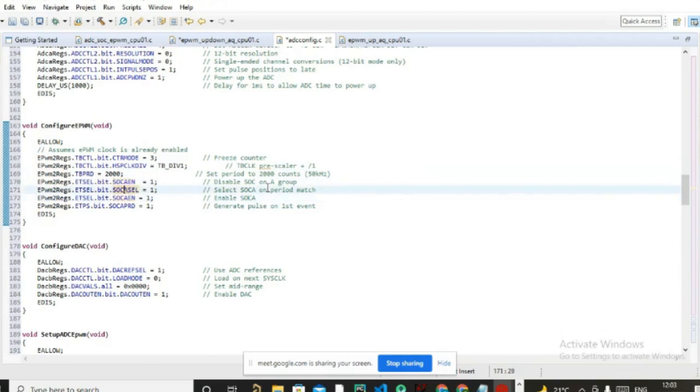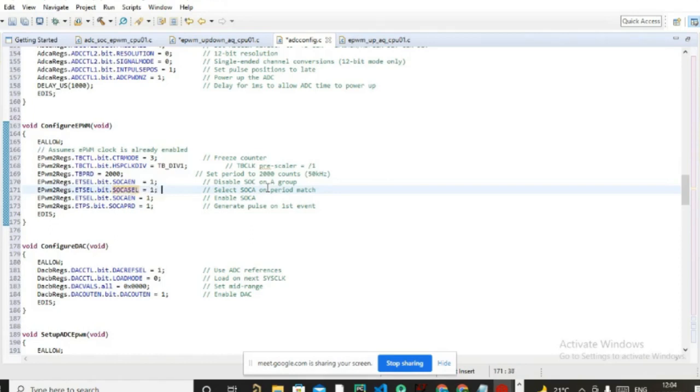But you have another thing here: with the help of the interrupt selection register, we are selecting when to generate our start of conversion signal. I have selected SOC period on first event, in the sense that after the first triangle itself, it will generate a start of conversion signal. This is to enable SOCA. SOCA selection is when to generate your start of conversion signal.